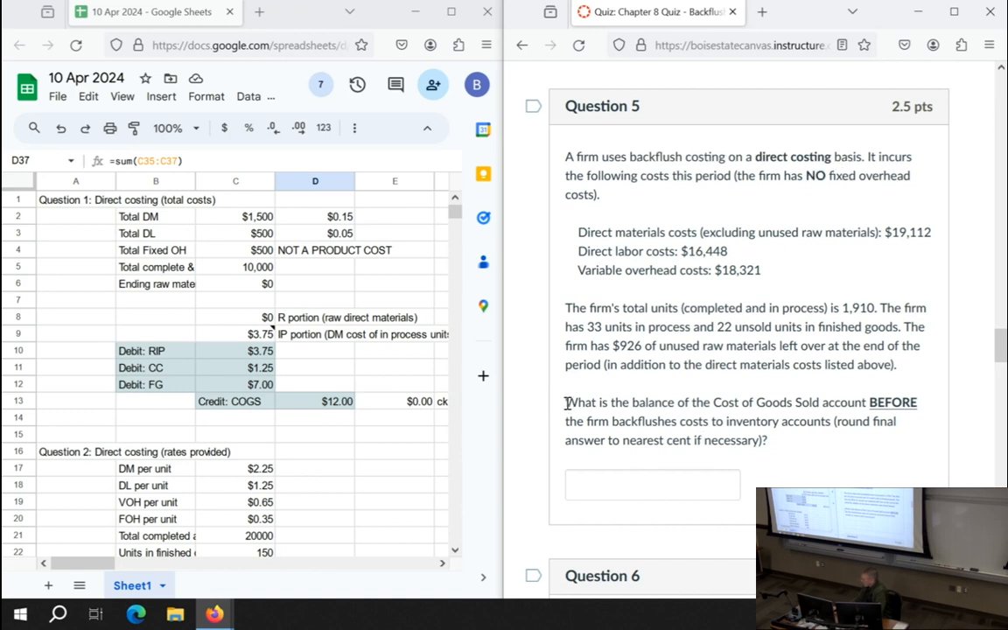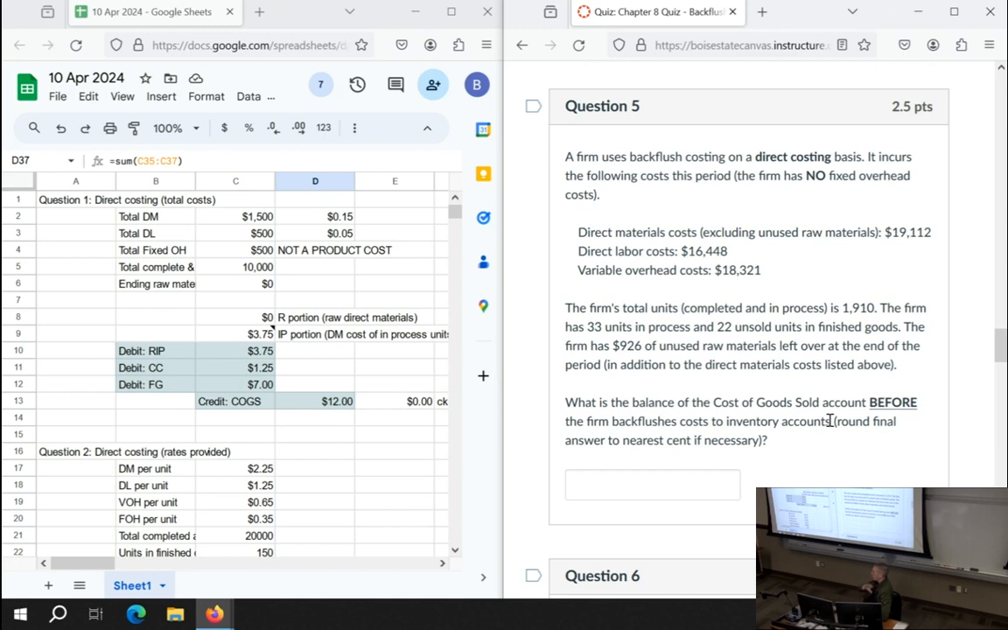The question sitting down here says, what is the balance of cost of goods sold account before backflushing to inventory accounts? So if we're before backflushing, do you think we have to calculate the backflush entry? Do you think maybe we don't have to? I guess, do you have hope that we don't have to? Some people have a little bit of hope. Good. I haven't crushed all of your hope, because that hope is right.